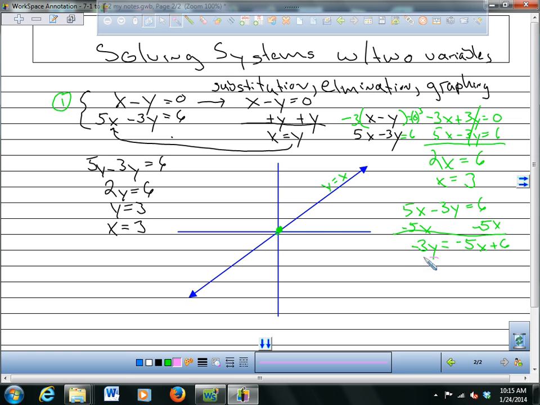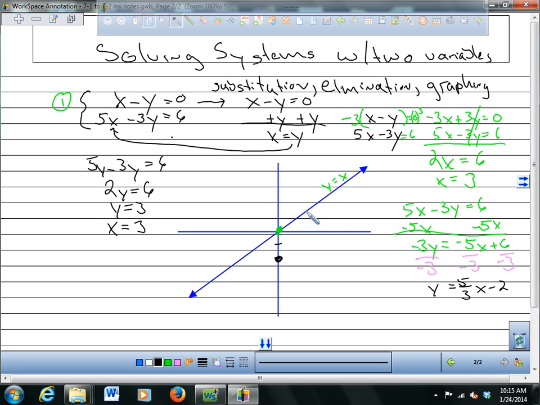Divide both sides by negative 3. You have to divide everything by negative 3, which turns into y equals positive 5/3 x minus 2, which is a line that has a y-intercept of minus 2 and a slope of up 3, 1, 2, 3, and over 5, 1, 2, 3, 4, 5.